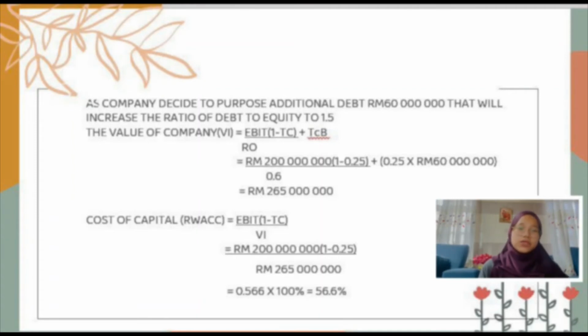For cost of capital, RWACC equal to EBIT 1 minus TC divided by the value of the company. 200 million 1 minus 0.25 divided with 265 million. The result will be 0.566 multiplied with 100%. The cost of capital will be 56.6%. Thank you.